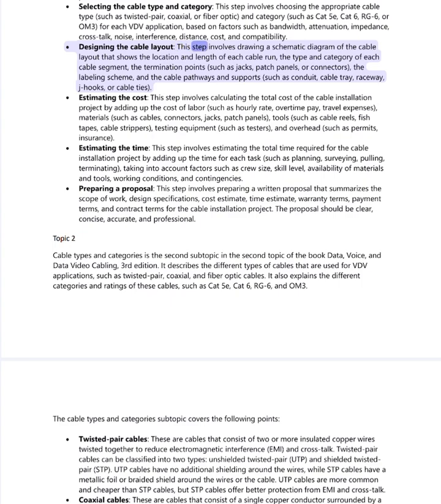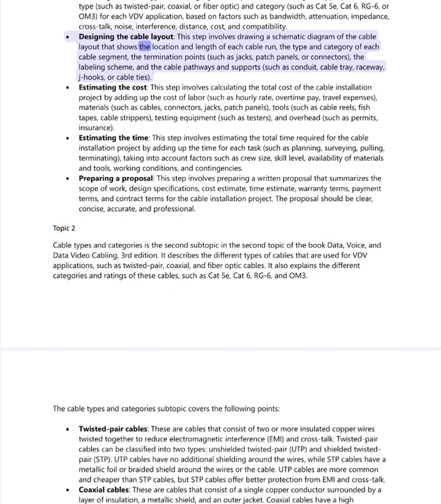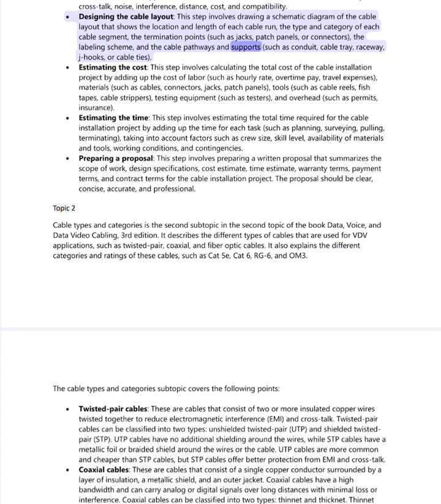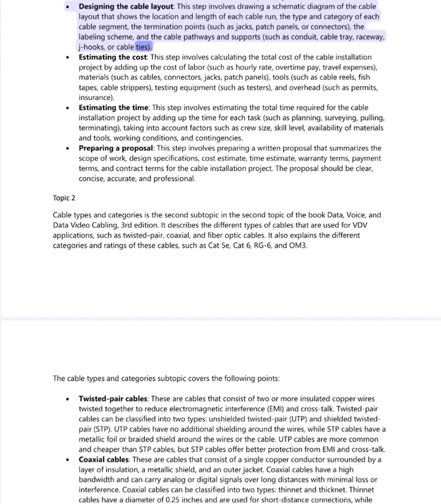This step involves drawing a schematic diagram of the cable layout that shows the location and length of each cable run, the type and category of each cable segment, the termination points, such as jacks, patch panels, or connectors, the labeling scheme, and the cable pathways and supports, such as conduit, cable tray, raceway, J-hooks, or cable ties.